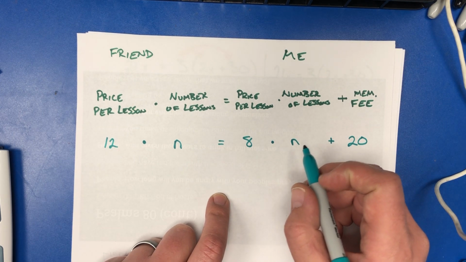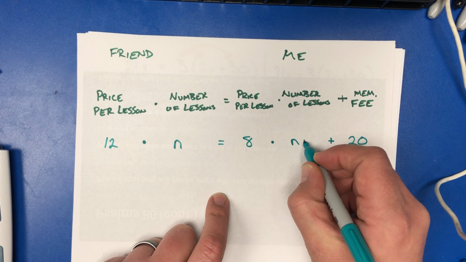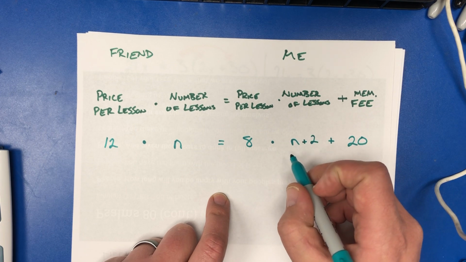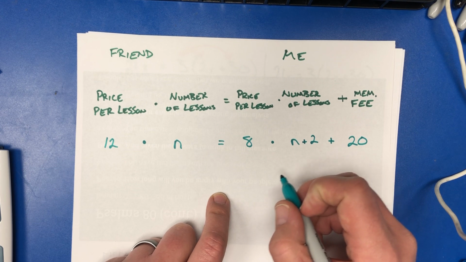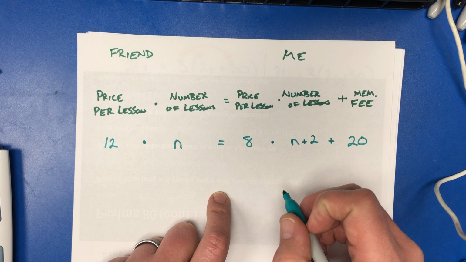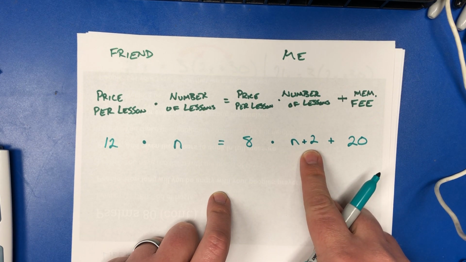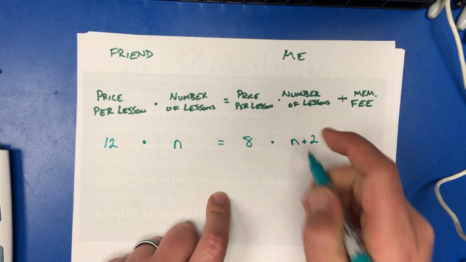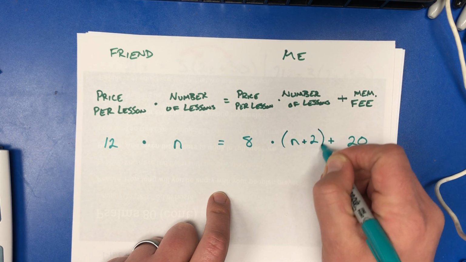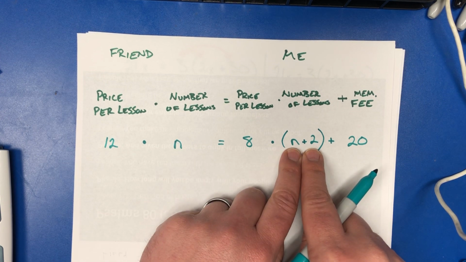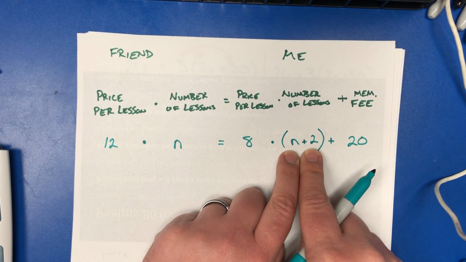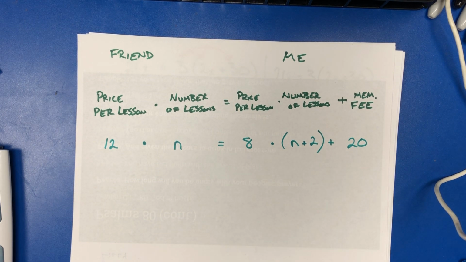I am just realizing that I misread a piece of the problem there. It says you take 2 more lessons than your friend, a non-member. For what number of lessons will your friend pay the same total amount as you? So I'm going to get 2 more lessons out of this than he is. So his number of lessons is going to be the same as mine plus 2. So that's how I have this set up.